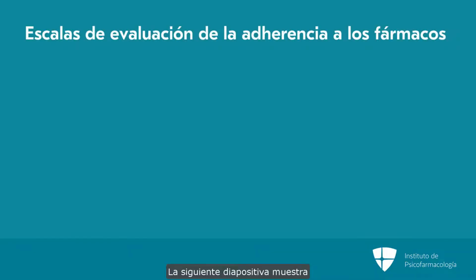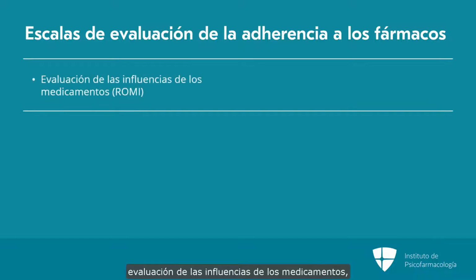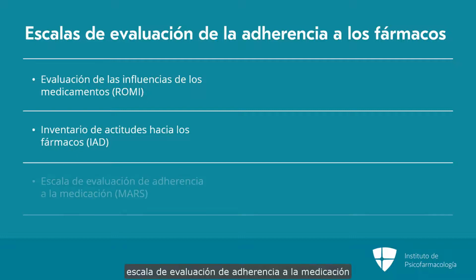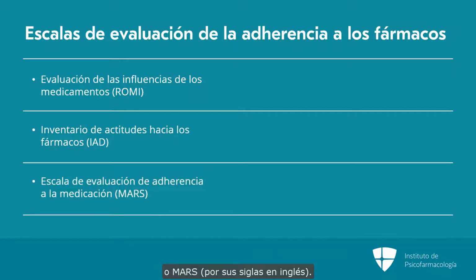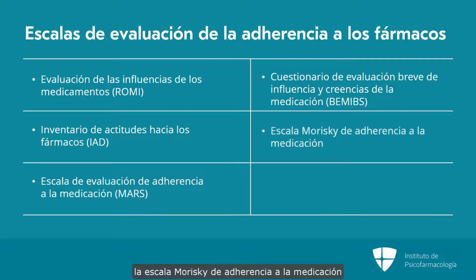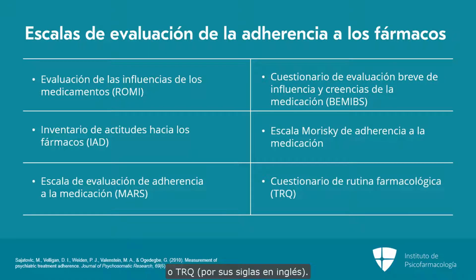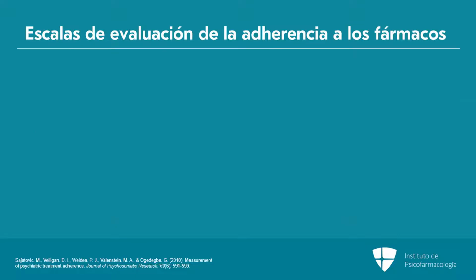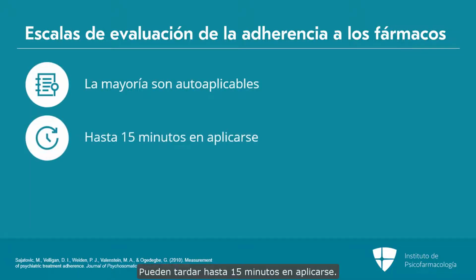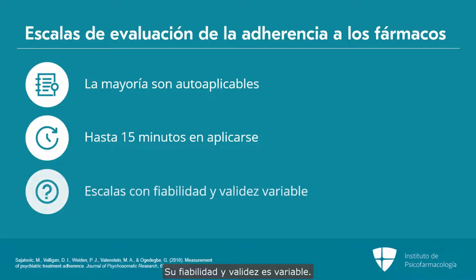Our next slide shows some examples of medication adherence rating scales. Rating of Medication Influence, or ROMI, Drug Attitude Inventory, or DAI, the Medication Adherence Rating Scale, or MARS, Brief Evaluation of Medication Influence and Beliefs, or BEMIB, Morisky Adherence, and the Tablets Routine Questionnaire, or TRQ. Those vary in number of items and their mode of administration. Most are self-report. They can take up to 15 minutes to administer, and they have mixed reliability and validity ratings.